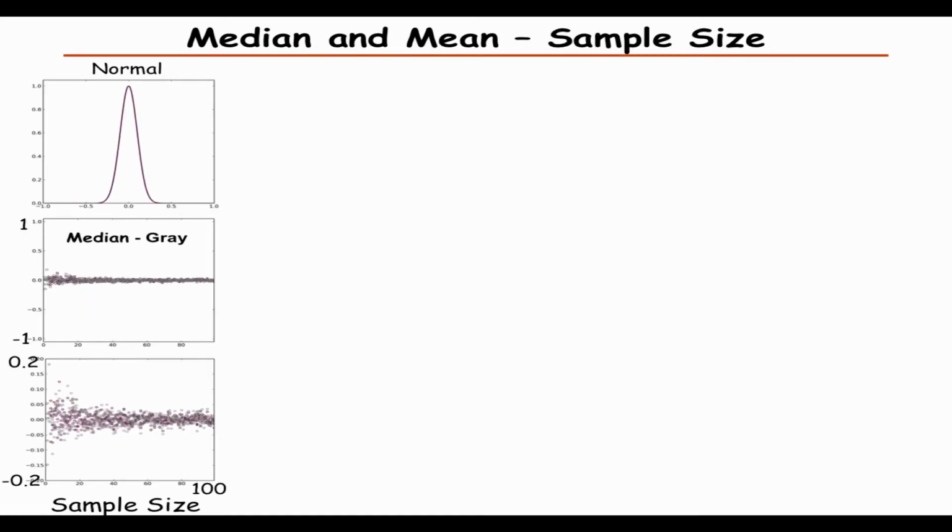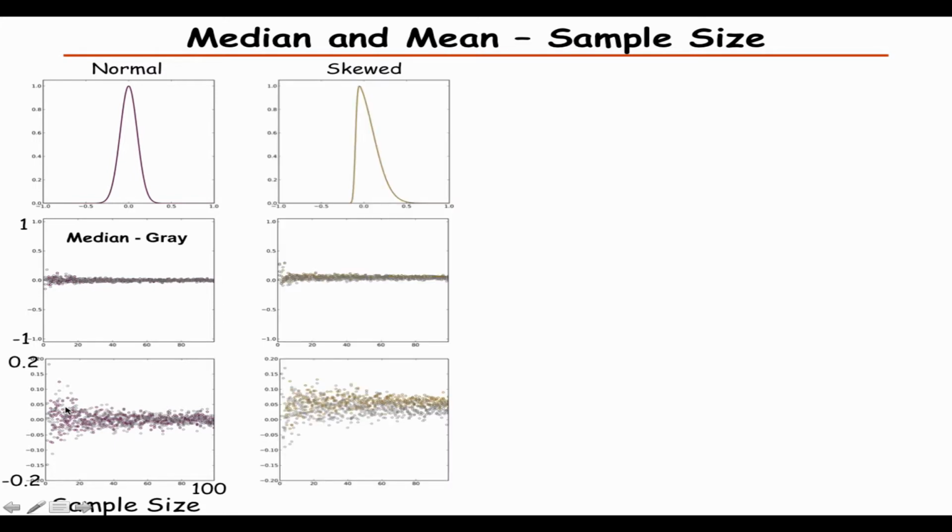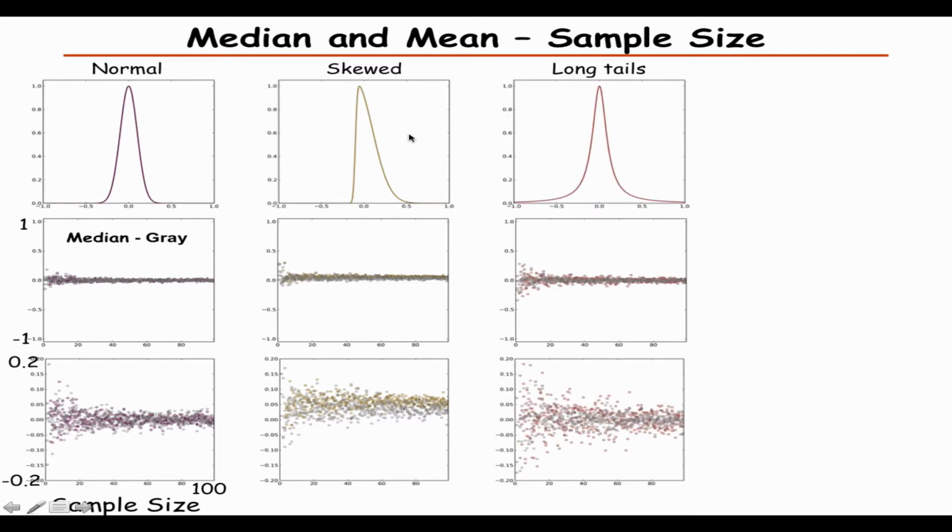So if we compare the mean and the median, for a normal distribution they're going to be identical. It might be a little bit difficult to see here, but the median is in gray and the mean is in purple. There is some variation, but it's very similar. But for the skewed distribution, it's not the same, and we see that the mean is generally above the median. That's not surprising, and that's what we would expect. Then we have the distribution with the long tails.